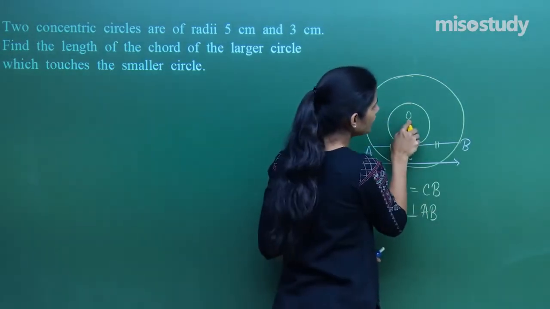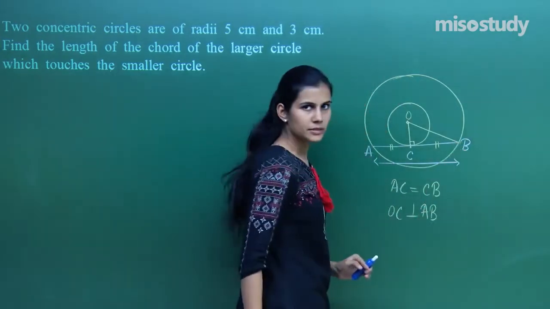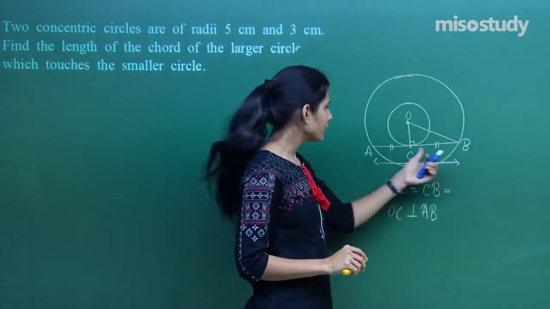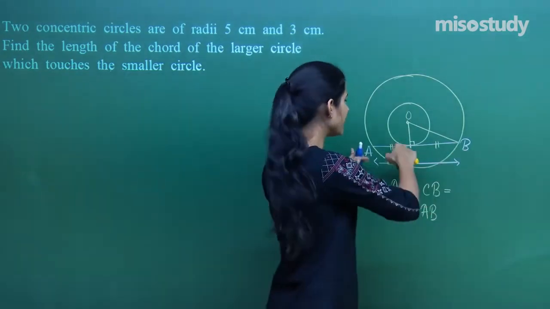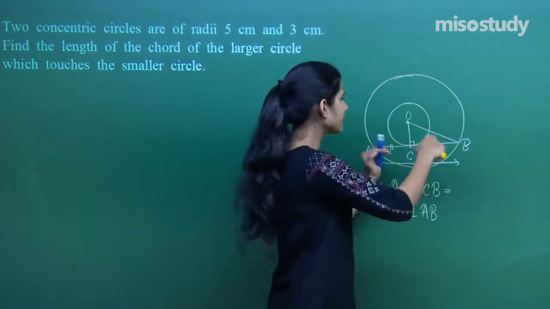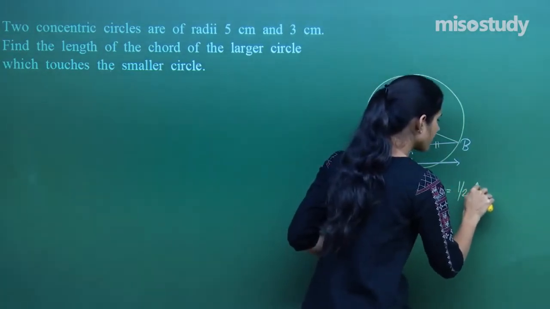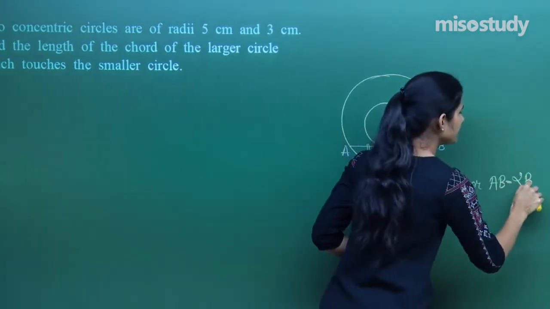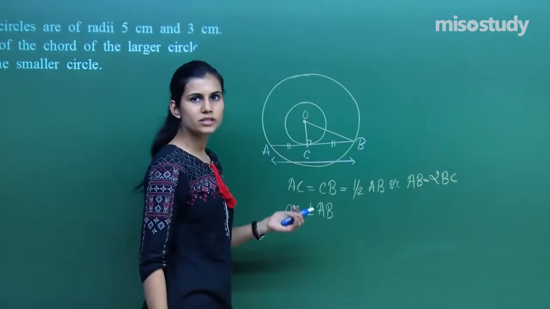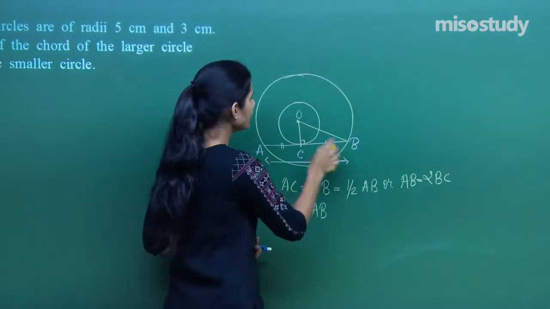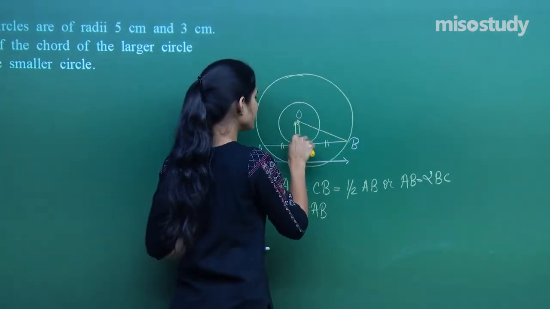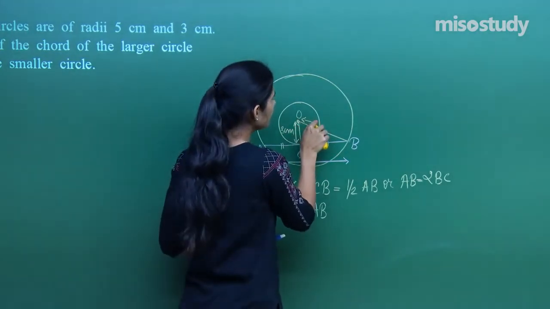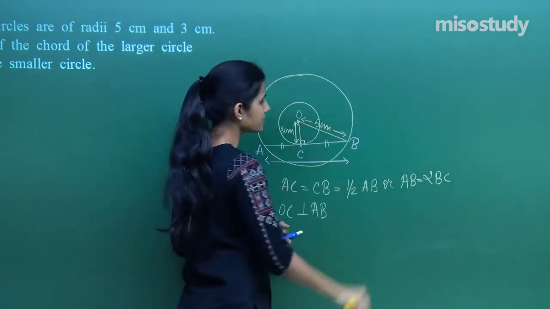Clear? Now you join O with B. AC is same as BC, both are equal to half of complete AB because AB is bisected into two halves. So each part is half of AB. Or I can say AB is twice of BC or twice of AC, anything, because AC is same as BC. Now if you join this, you know that this thing OC is the radius of the smaller circle which is given as 3 centimeters. OB is the radius of the bigger circle which is given as 5 centimeters.